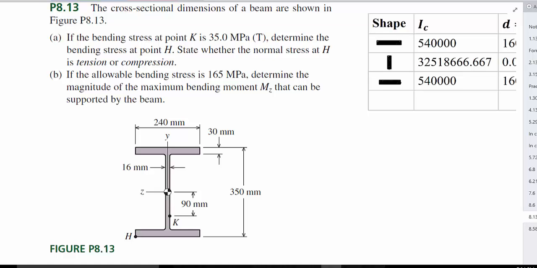Hello, welcome to another practice problem. We're going to do problem 8.13 out of the textbook. It says here, cross-sectional dimensions of the beam are shown.